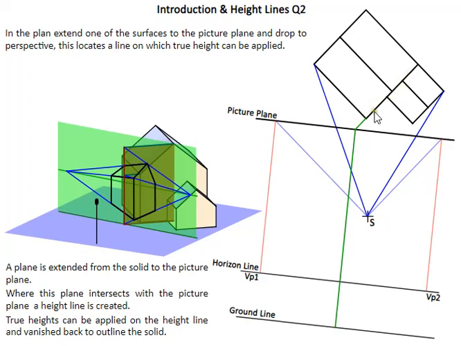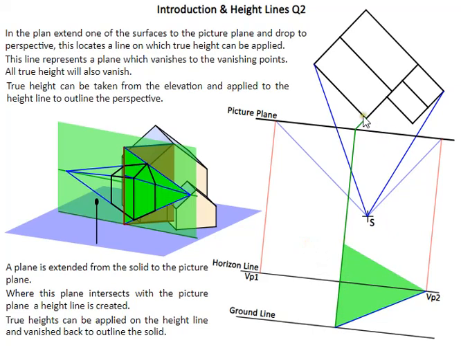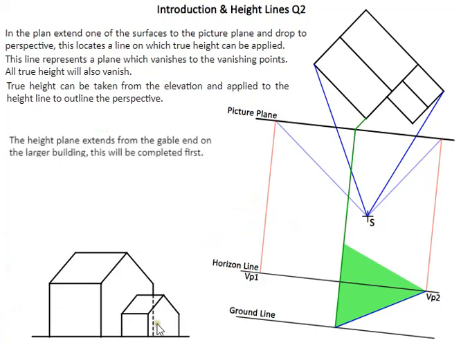So we're extending this edge until it hits the picture plane, then bringing it down onto the ground line, and then what we can now do is mark true lengths off this line. To mark the true lengths off this line, we can take our two heights, the height up as far as the eaves of the house and up as far as the ridge of the house, and we can mark that off.